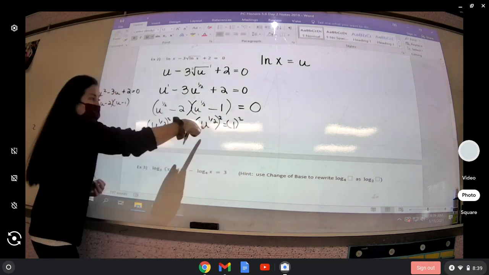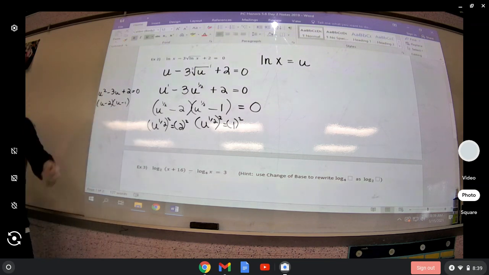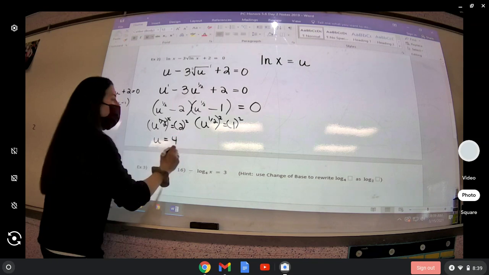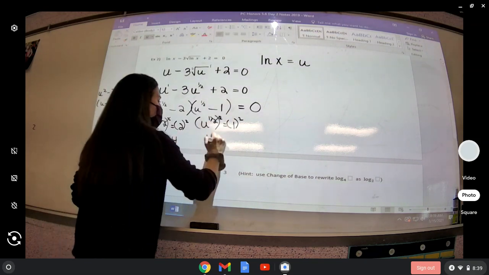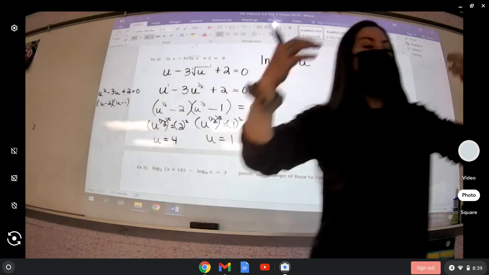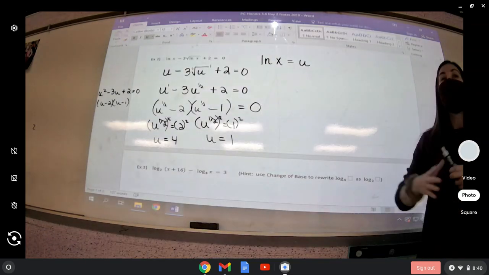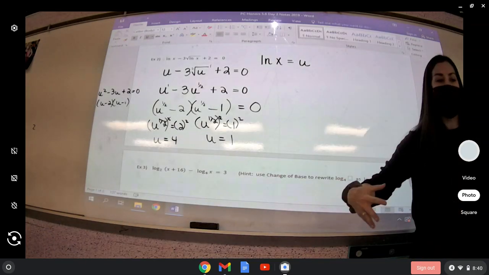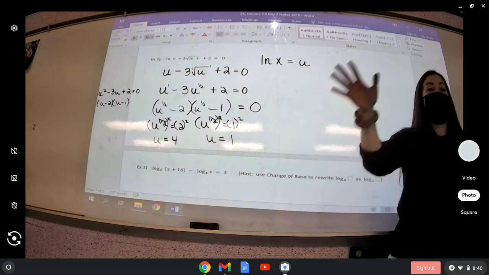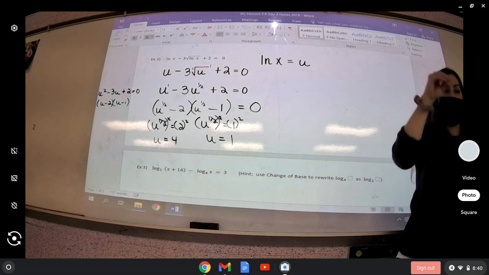You can go back to a square root. You'd still end up squaring both sides to do that. So now they cancel. You get u equals 4. They cancel. You get u equals 1. But remember, now that you finally have solved for u, it's not really u that we were ever solving for. U represents the natural log of x. Now you got to put the natural log of x back in.